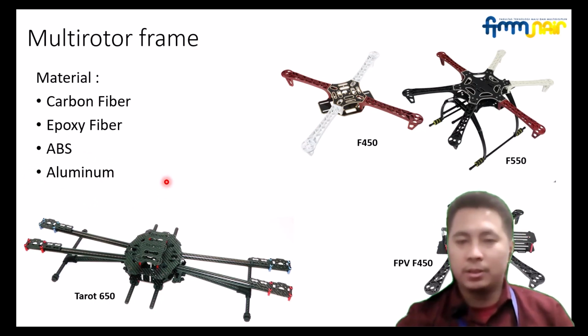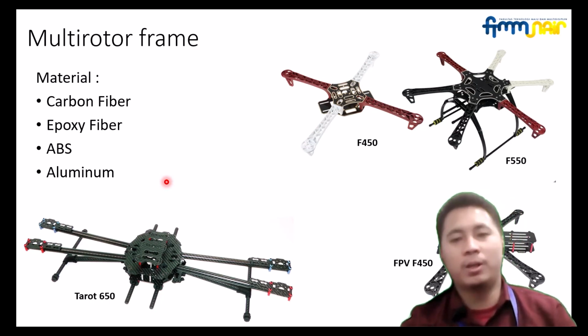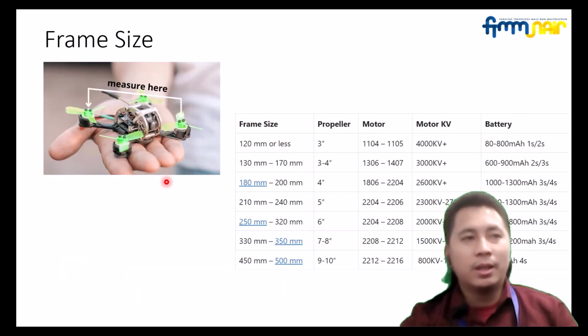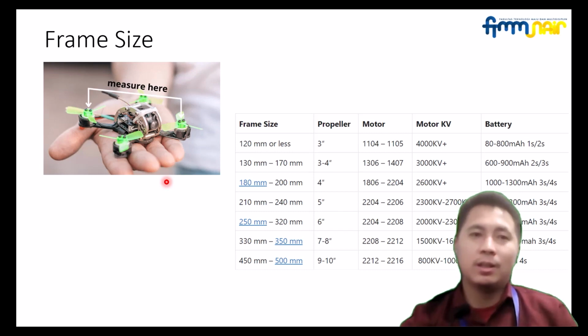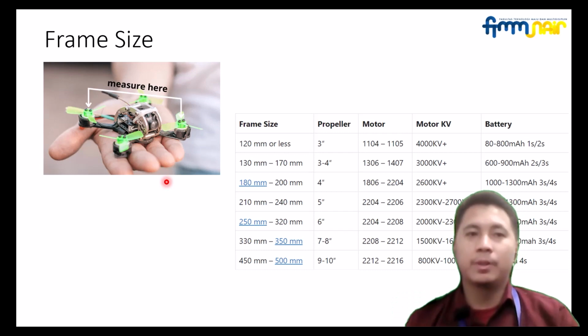And I think the best you can use is the carbon fiber, but you have to sacrifice the price of the carbon fiber. And this is the frame size. The frame size is, I think, very important. The size will be a parameter to decide the proper size as well. Bigger size has bigger motor, bigger battery, and heavier lid.